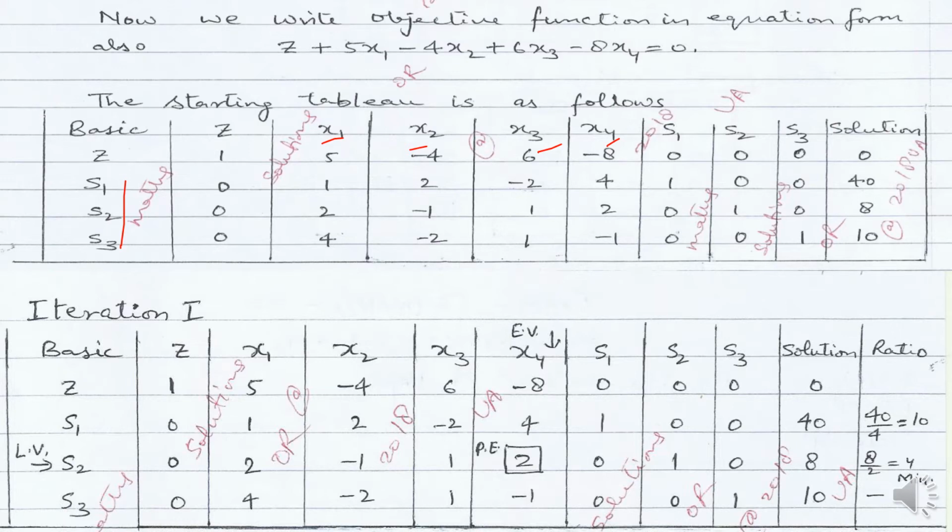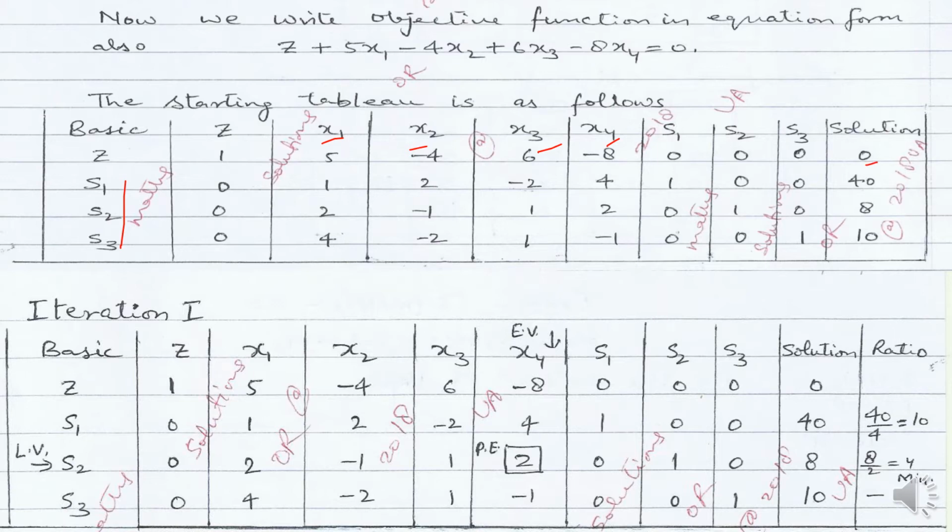First Z row. In Z row we have written coefficients of the Z objective function, which we have written in the equation form. So this is 1, 5, minus 4, 6, minus 8, and then the coefficients of S1, S2, S3, which are 0, 0, 0, and the solution, which is 0.